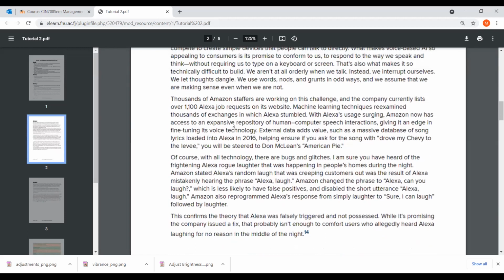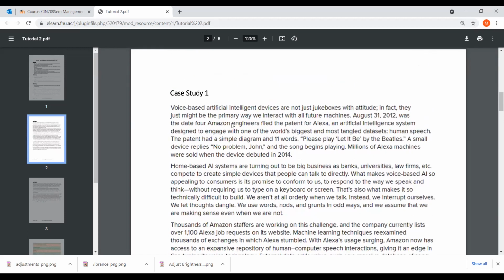It's about 1 page of reading. So I'll read it out, and if I feel something is important, I'll stop there and describe it, and give out the definition. Otherwise, we'll continue reading. Now, voice-based artificial intelligent devices are not just jukeboxes with attitude. When we talk about a jukebox, a jukebox is a partially automated music playing device. What jukeboxes normally do is play music based on your command. Okay, so those are jukeboxes. In fact, they just might be the primary way we interact with all future machines.